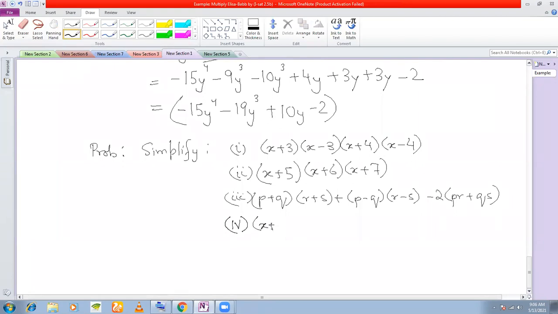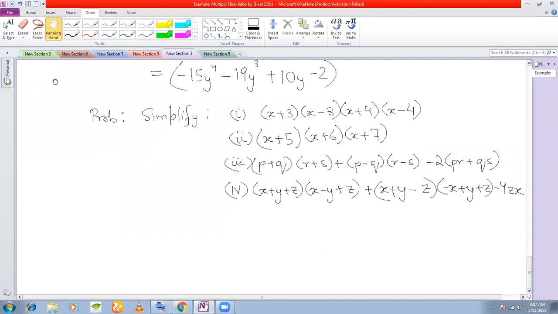And the last one, (x + y + z)(x - y + z) + (x - y)(x + y - z)(-x + y + z) - 4zx. You need to simplify all these 4. Let's begin with the first one.